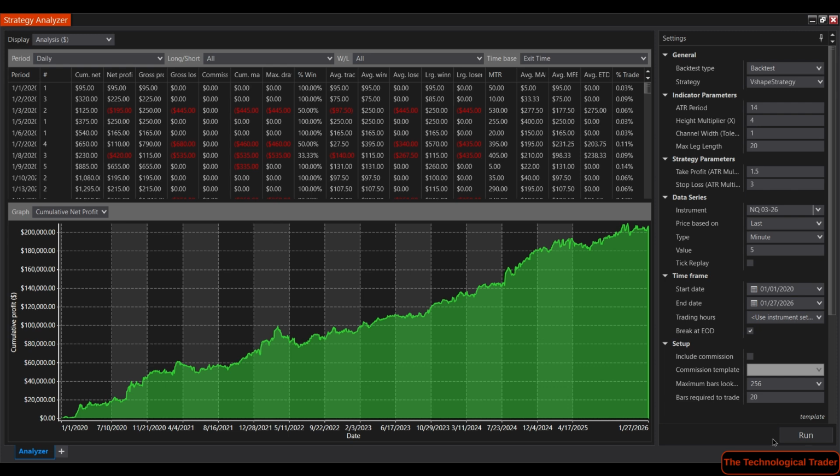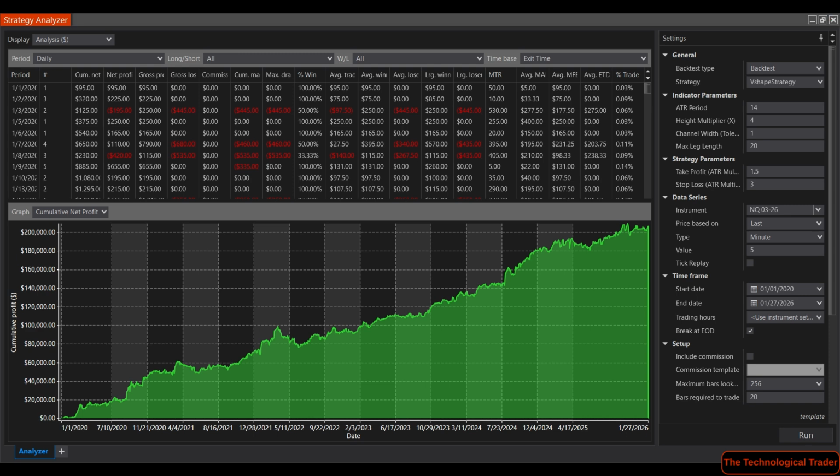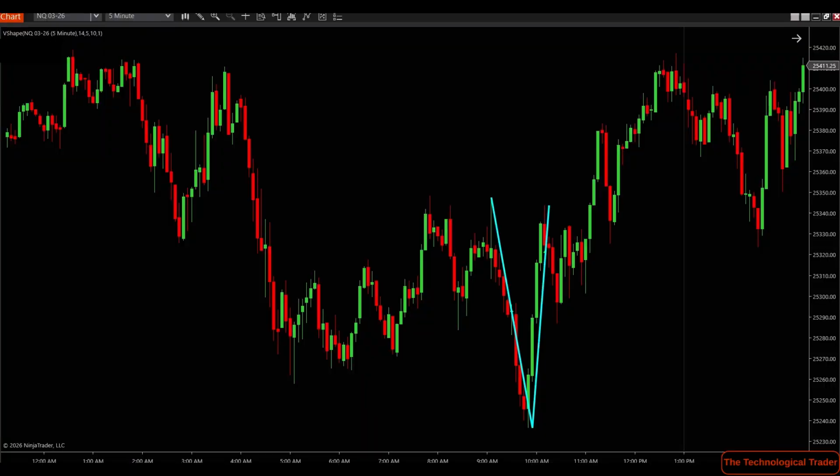Today, I want to talk about a 100% automated daily algorithmic strategy that I've developed. It has shown impressive results over 6 years of backtesting on 5-minute candles for the NQ, covering nearly 3,500 trades. This strategy is designed to independently identify and trade the V-shape, which is a well-known chart pattern. It automatically enters the trade and places both the stop loss and take profit levels based on the current market volatility.